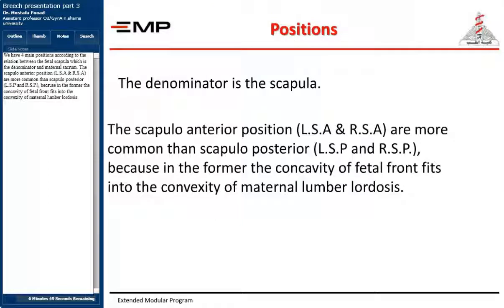We have 4 main positions according to the relation between the fetal scapula, which is the denominator, and the maternal sacrum. The scapulo-anterior positions, L.S.A and R.S.A, are more common than scapulo-posterior, L.S.P and R.S.P, because in the former the concavity of the fetal front fits into the convexity of the maternal lumbar lordosis.